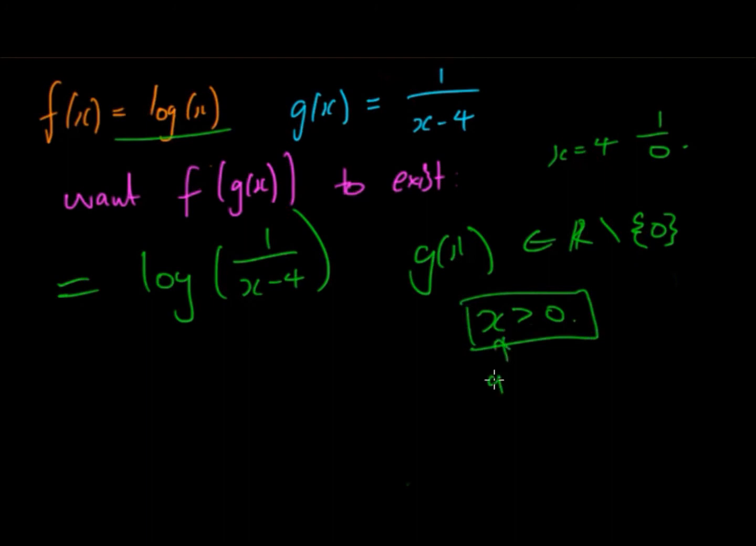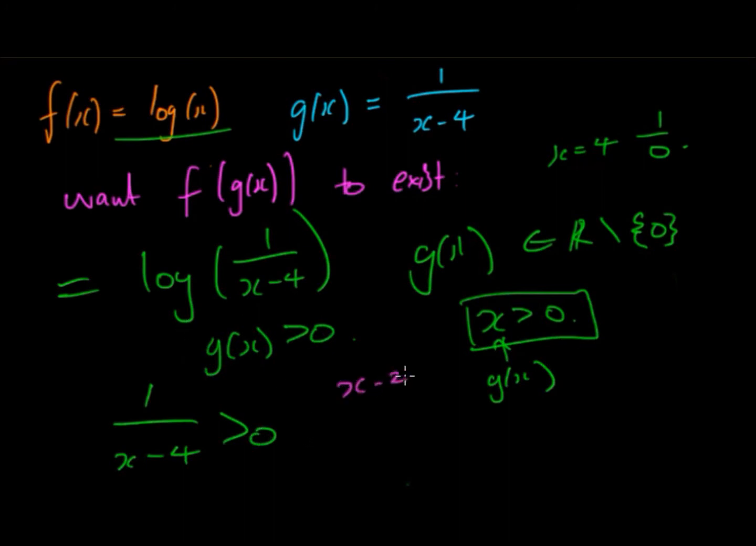So now, instead of x being there, we want g(x). We want the range of g(x) to be greater than 0. So this means 1 over x minus 4 has to be greater than 0. And this can occur if we restrict the domain such that x minus 4 has to be greater than 0. Therefore, x has to be greater than 4. So if we let x be greater than 4, then this function will exist.